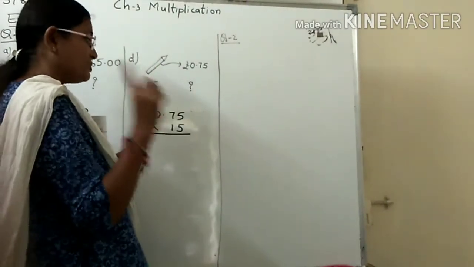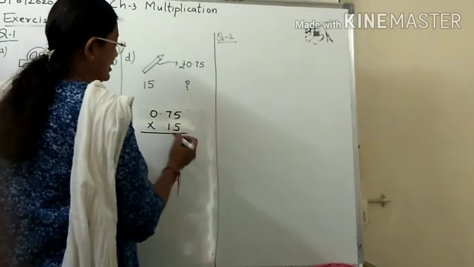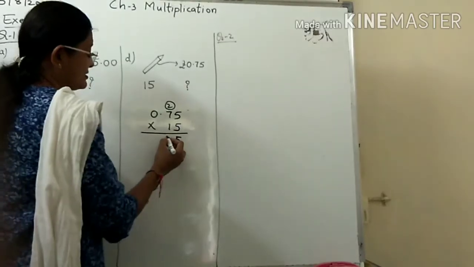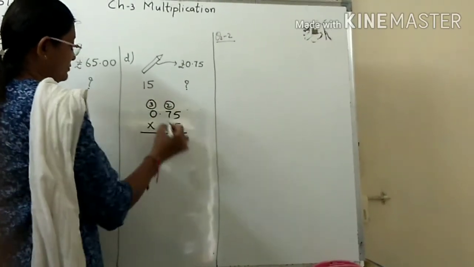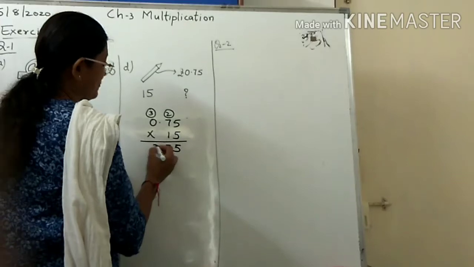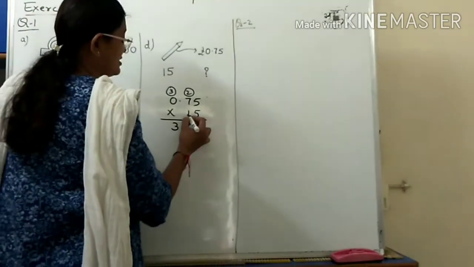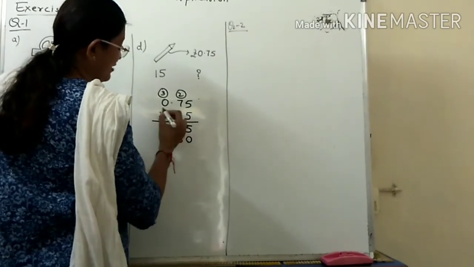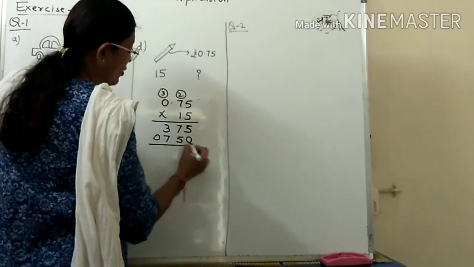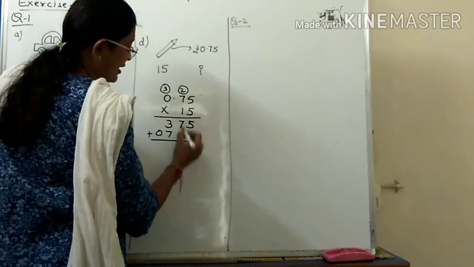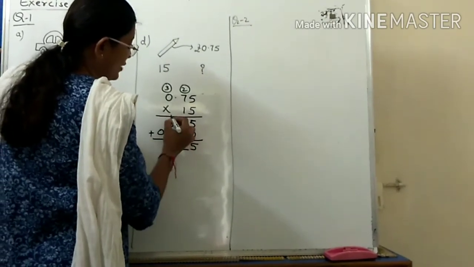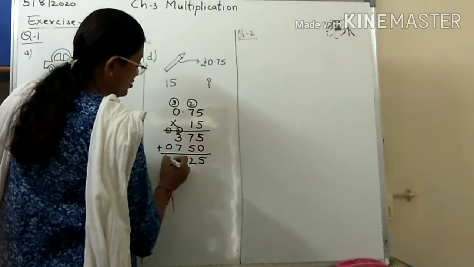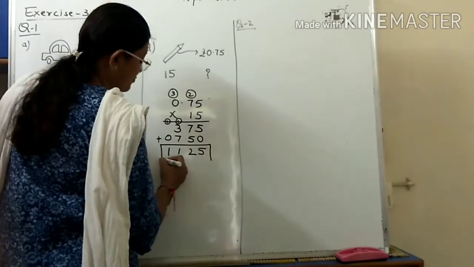We will start the multiplication with ones. 5 fives are 25, 5, 2 carried over, 5 sevens are 35 plus 2 is 37, 7, 3 carried over, 5 zeros are 0 plus 3 is 3. 0 for ones in tens place, 1 five is 5, 1 seven is 7 and 1 zero is 0. Okay, now add this. 5 plus 0 is 5, 7 plus 5 is 12, 2, 1 carried over, 7 plus 3 plus 1 is 11, 1, 1 carried over, 1 plus 0 is 1. Okay, this is your answer.